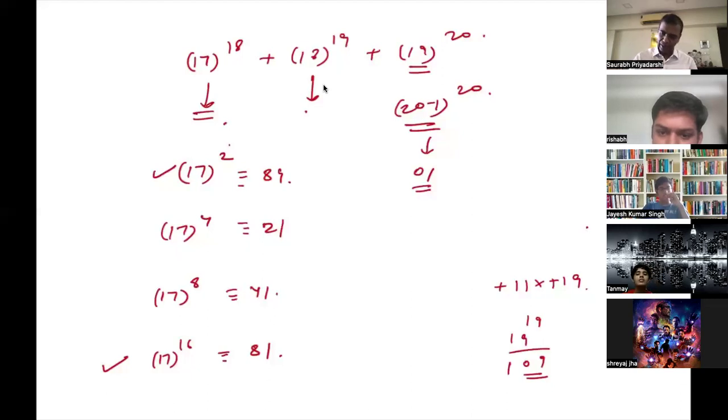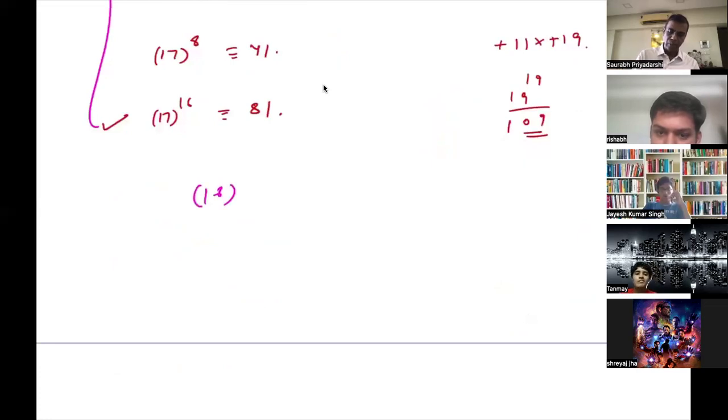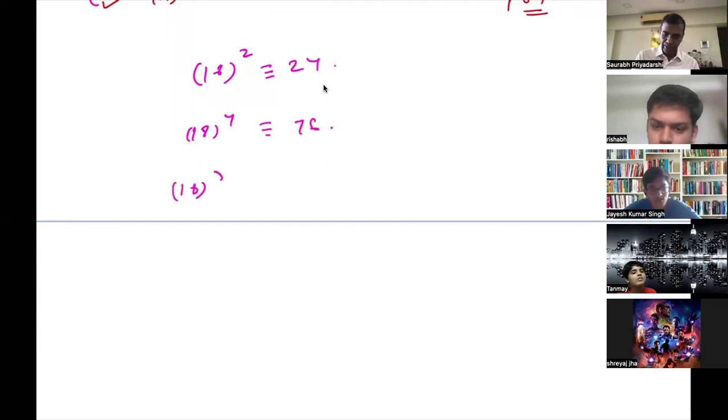Is this okay? Right, for 18, yes sir. 18 to the power 19. 18 square, what are you getting as 18 square? 24. 18 to the power 4 is 76. And then 76 keeps going. Then 76, and if same as now, minus 24. Now sir, 76 will keep going in a loop. So 16 will be 76 only.